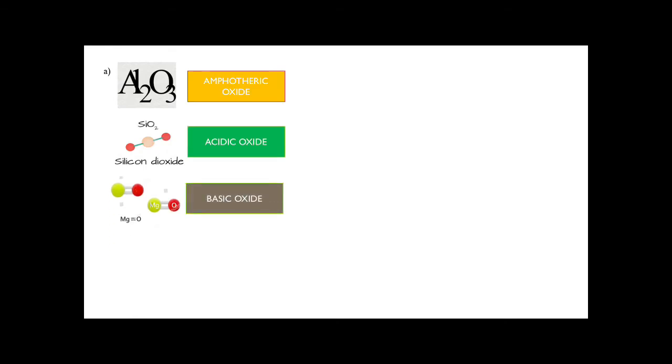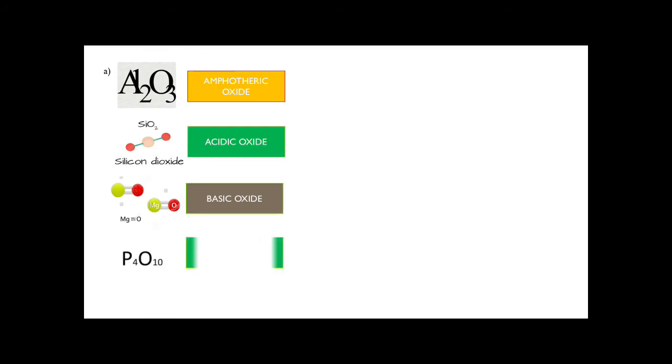The answers are: aluminum oxide is an amphoteric oxide because an amphoteric oxide is able to behave as a base in the presence of an acid and behave as an acid in the presence of an alkali. Silicon dioxide is an acidic oxide because silicon is a non-metal that reacts with oxygen. Magnesium oxide is a basic oxide because magnesium is a metal that reacts with oxygen.